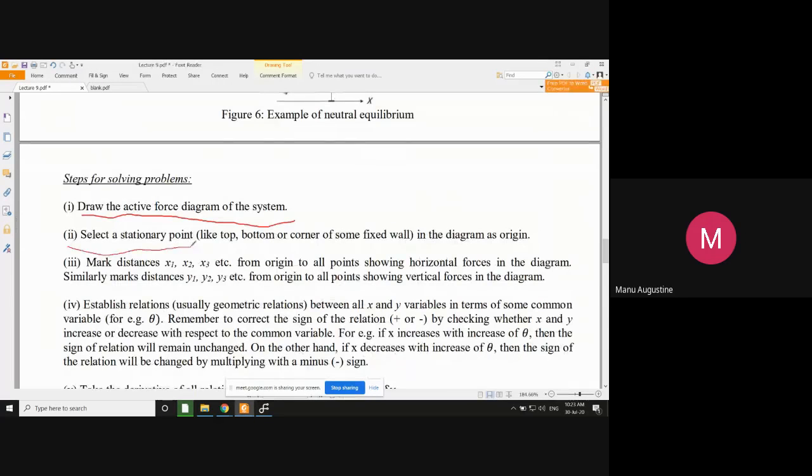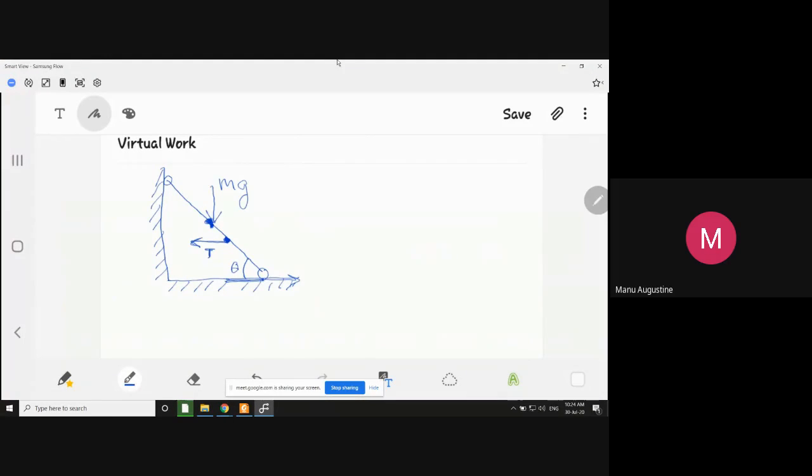Select a stationary point like top, bottom, or corner of some fixed wall in the diagram as origin. In other words, this complete step can be simply written as select a suitable fixed origin point in your figure. So let us come back to the figure. Which is the ideal point to be selected as origin in this figure? Can somebody put on the mic and tell me which point in this figure do you think is the best one to be selected as the origin? Anybody?